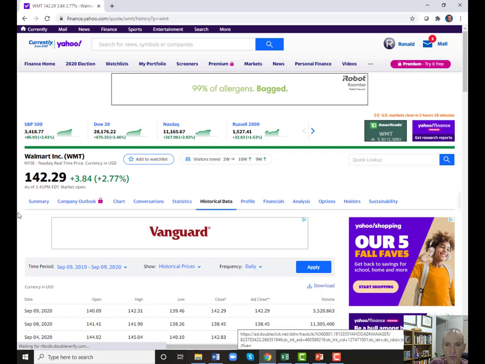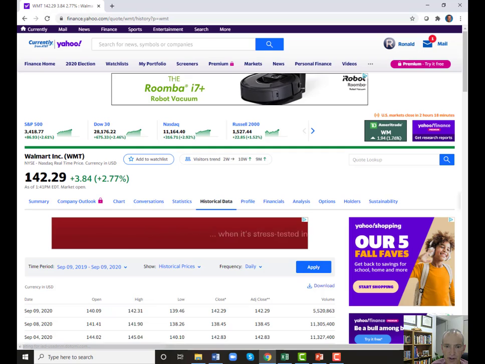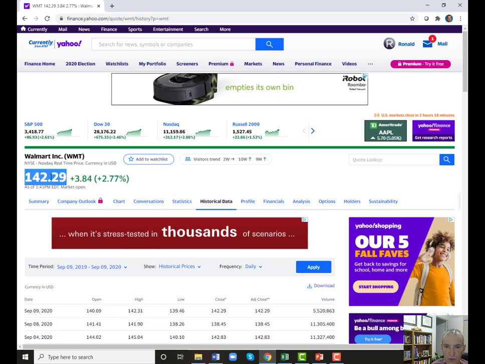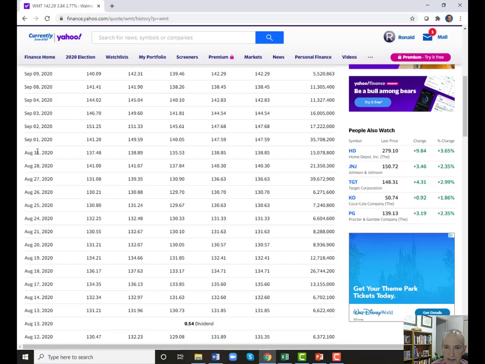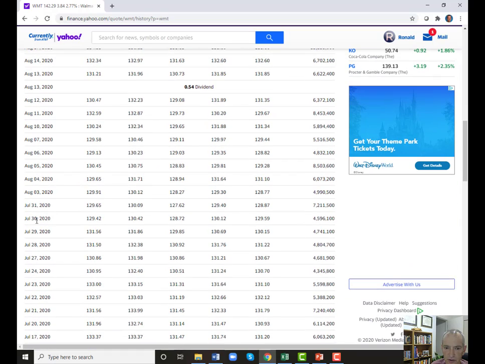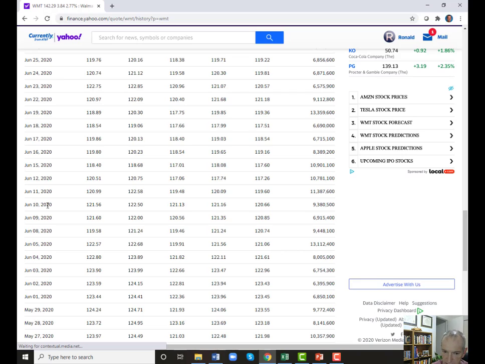All right, so here is Walmart stock. The ticker is WMT. They're currently trading for $142.29, but we want to calculate their return. And let's calculate their return for August, for July, and for June. So you want to get a piece of paper out and write these amounts down. So to do June's return, we need the price at the end of May. That's not going to be May 31st because that was a Sunday, but May 29th. We want the closing price.